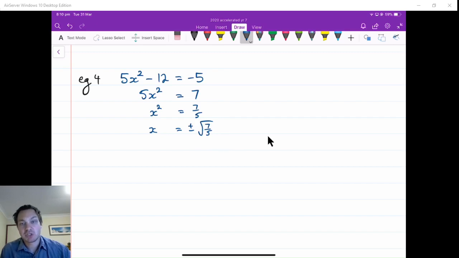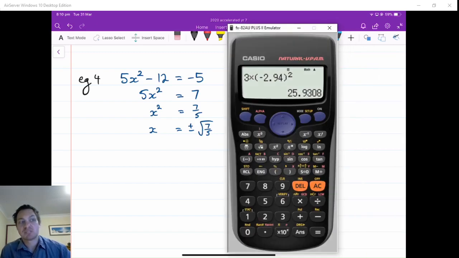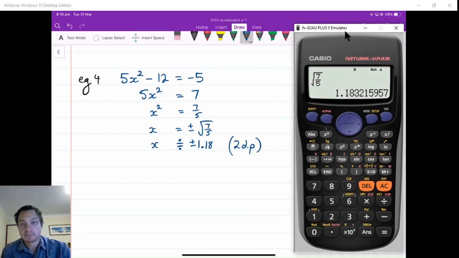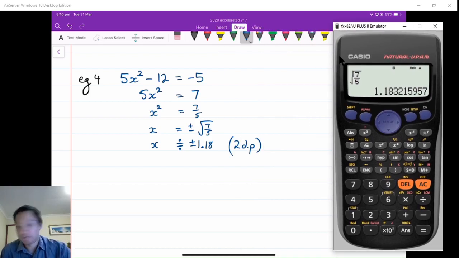Just say the question asked me to have that to 2 decimal places. The square root of 7 over 5 is 1.18. It's a bit of a rounding error, but to 2 decimal places, I would say that it's approximately equal to, I'll use the other symbol this time, x is approximately equal to plus or minus 1.18, and that's to 2 decimal places. So I'll move that so you can see it's to 2 decimal places.